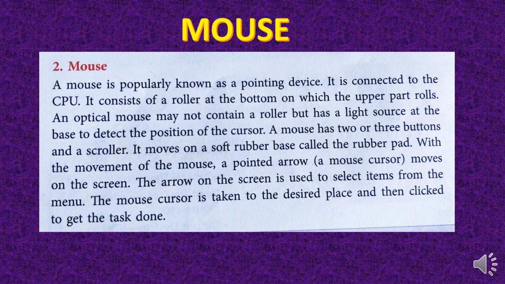It moves on a soft rubber base called rubber pad. With the movement of the mouse, a pointed arrow, which is also called a mouse cursor, moves on the screen. The arrow on the screen is used to select items from the menu. The mouse cursor is taken to the desired place and then clicked to get the task done.